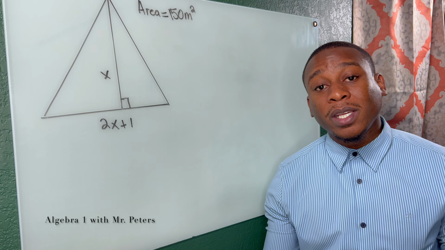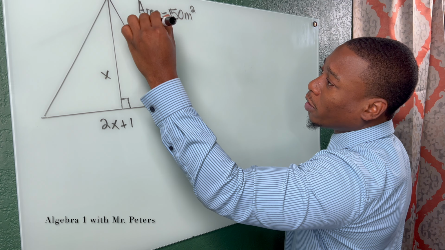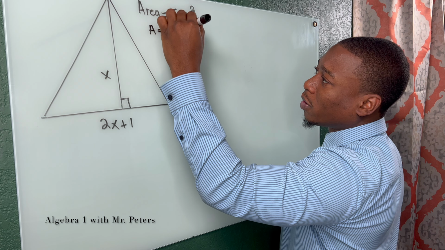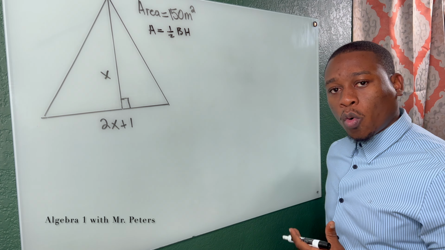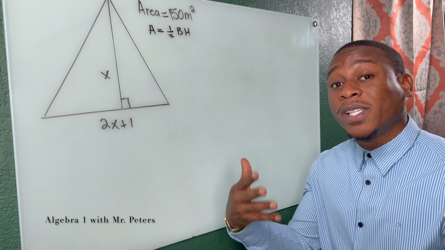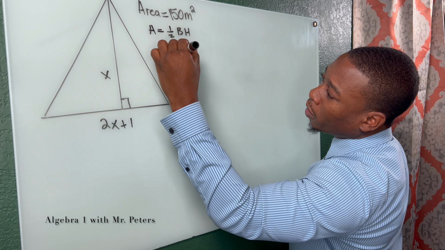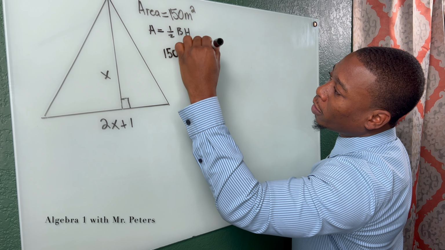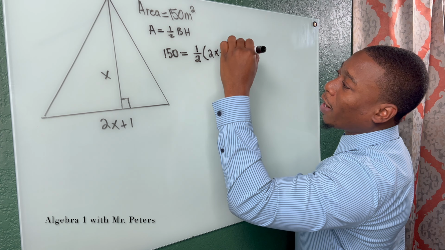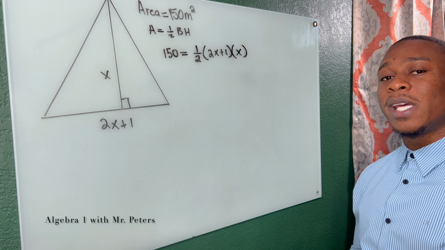So the first thing we need to understand is what is the area of a triangle? That's going to be area is equal to half the base times height. So with this formula, we're going to set up an equation. I know the area is 150, and this is equal to half times my base, which is 2x plus 1, times my height, which is just x. We're trying to figure out what number value is x.